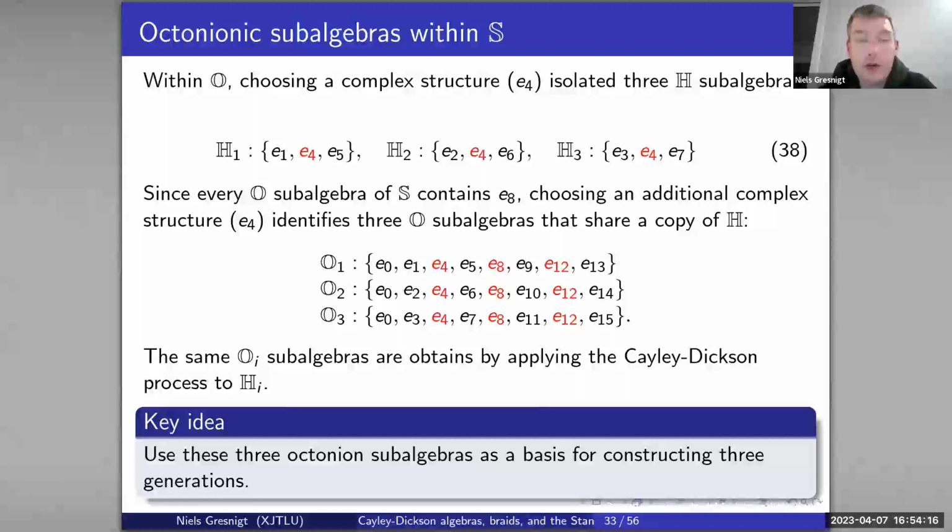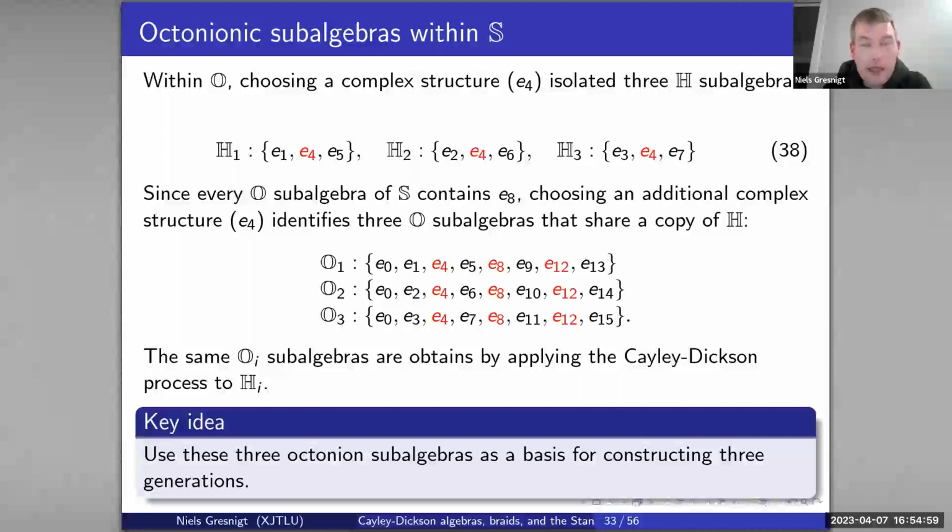So within the octonions, if you choose a complex structure, E4, that naturally isolates 3 of the quaternion subalgebras, namely those that contain E4. So they're the ones listed here in equation 38. And if you remember, when you construct a Witt basis for CL6 based on the octonions, each of the ladder operators lives inside one of these quaternion subalgebras of the octonions. So now this time, if we apply the Cayley-Dickson process to these 3 quaternion subalgebras, we end up generating 3 of the octonion subalgebras of the Sedenions, where we see they share this quaternion structure inside of them.